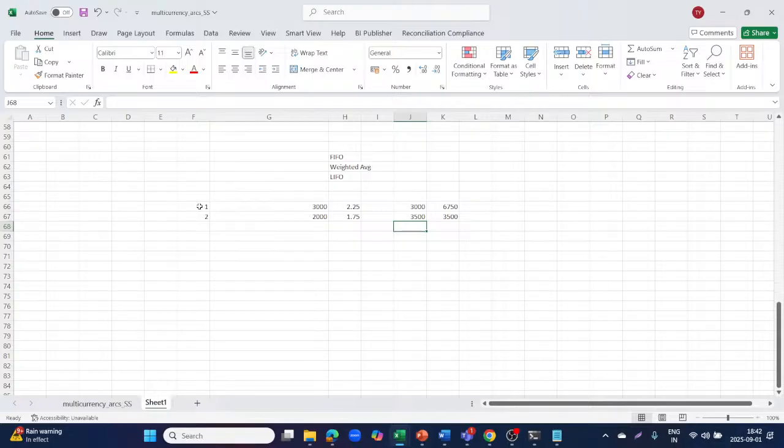Okay, now the third batch is of 5000, cost is 2.5, so 5000 into 2.5 is your 12500. So goods available for sale are 12500. In total you have 6750 plus 3500 plus 12500, that means 22750.